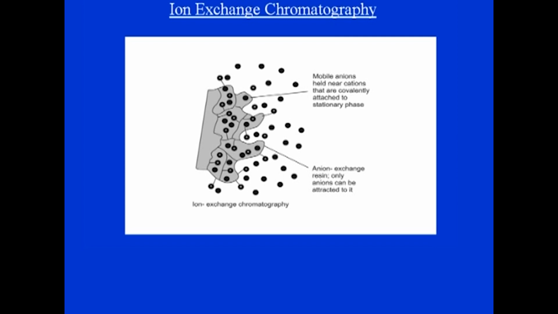Then there is ion exchange chromatography. Here what is happening? You have immobilized ions, that is, covalently attached anions or cations on a resin, and the solute ions of the opposite charge will be attracted and will bind to the stationary phase through electrostatic force. Then you have to use salt or some other eluent containing those ions to elute the analyte. So, this is another important chromatography which we are going to discuss.